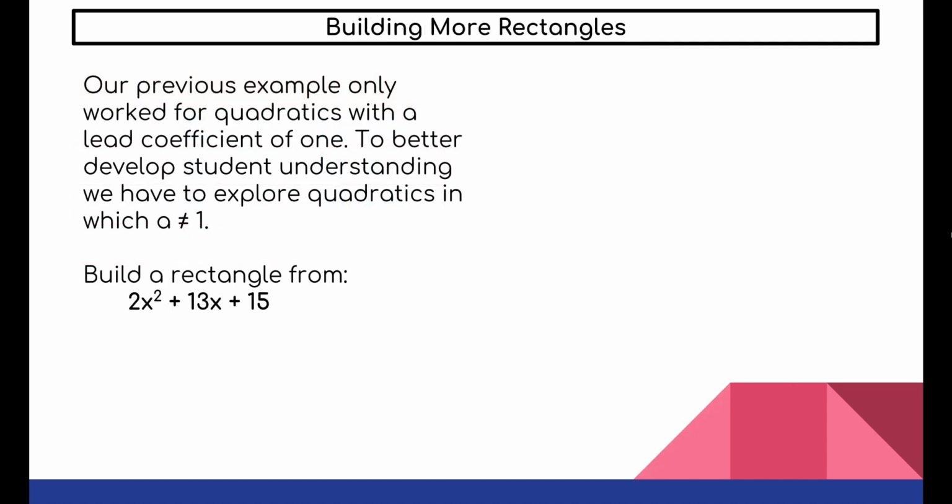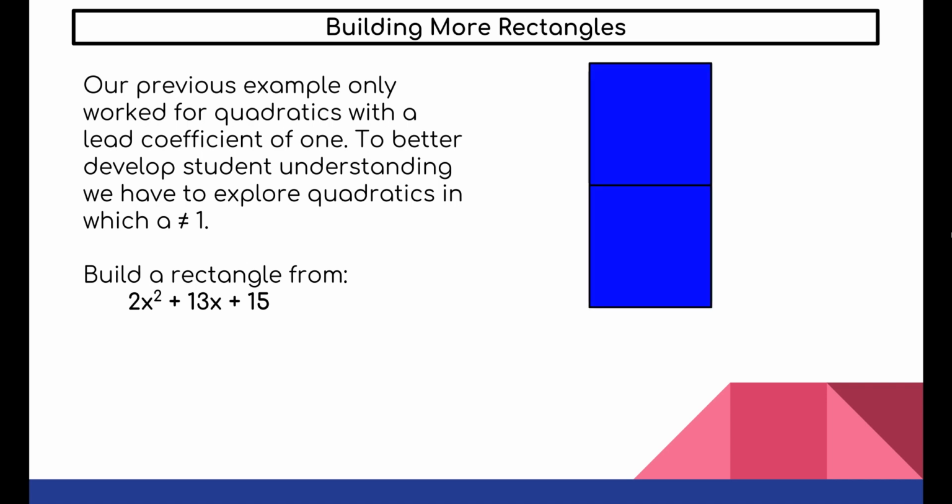But you know, all of the examples we've looked at have only worked with a lead coefficient of 1. To better develop student understanding, we have to explore quadratics in which a is not equal to 1. So now we're going to build a rectangle from 2x squared plus 13x plus 15. We're going to start with our 2x squared tiles, just as we always have.